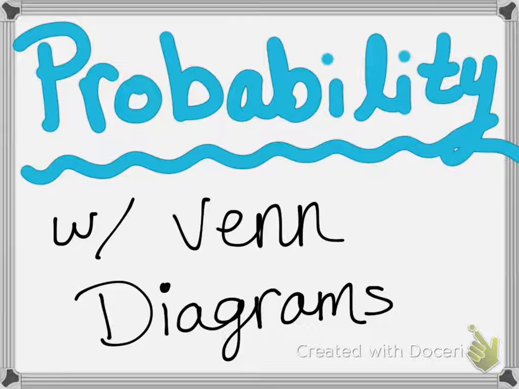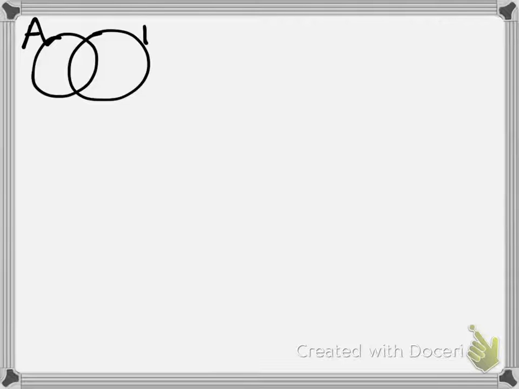In this video, we're going to be finding probability using Venn diagrams. So up here in the corner, I'm going to create a small Venn diagram. We're going to label it A and B.